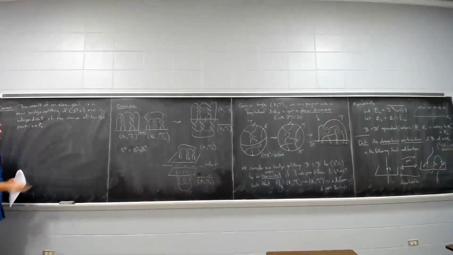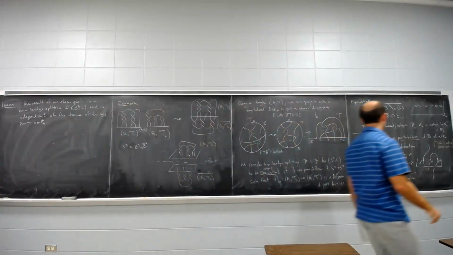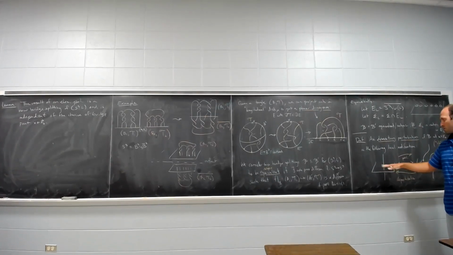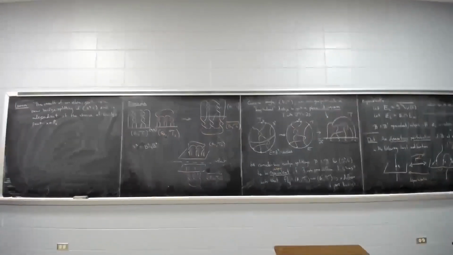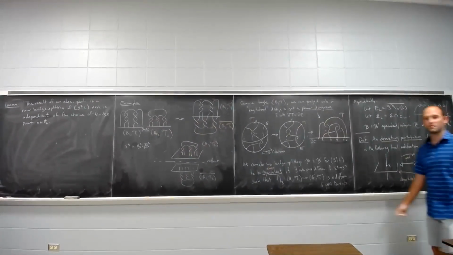Okay, so a good thing to try to work out, to make sure that you're wrapping your head around this stuff correctly, is to check that it didn't matter which one of the bridge points I chose to do the elementary perturbation. I'll get isotopic bridge splittings regardless.